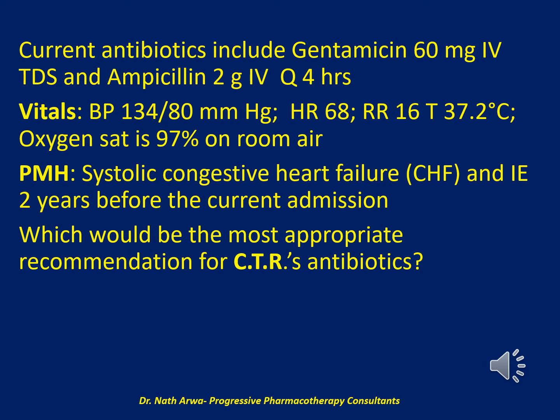His pertinent vitals include a blood pressure of 134 systolic and 80 diastolic, a heart rate of 68 beats per minute, a respiratory rate of 16 breaths per minute, a body temperature of 37.2 degrees Celsius, and his oxygen saturation is 97% on room air. He has a past medical history significant for systolic congestive heart failure, CHF, and infective endocarditis 2 years before the current admission. So my question to you is, which would be the most appropriate recommendation for CTR's antibiotics?